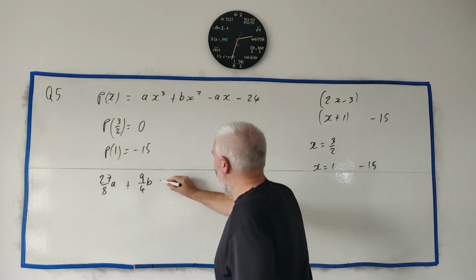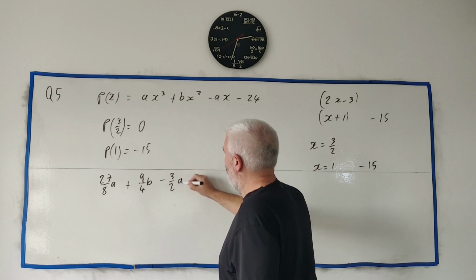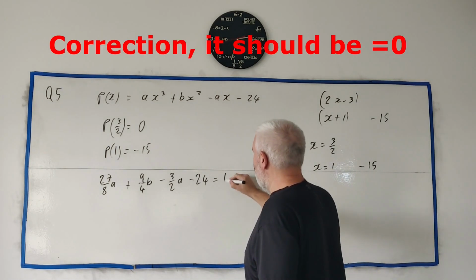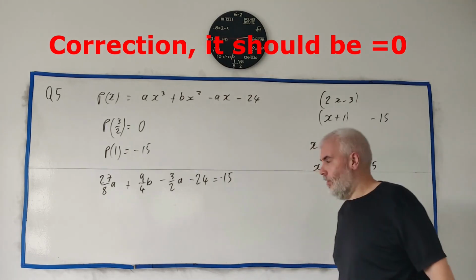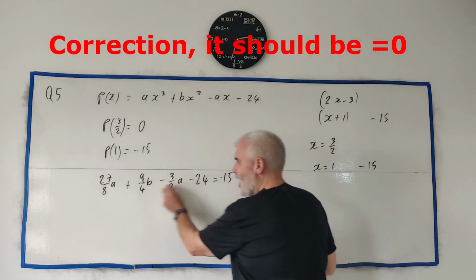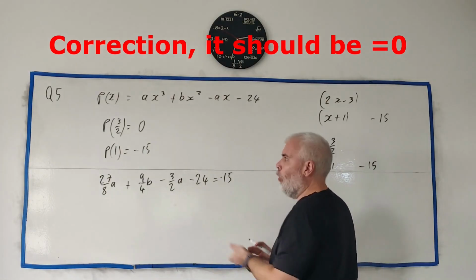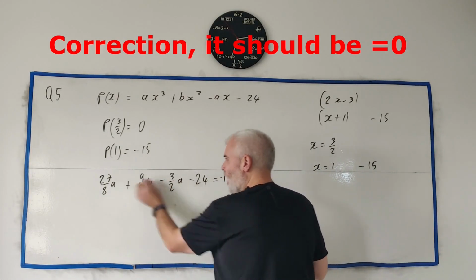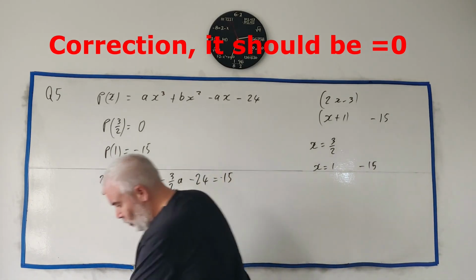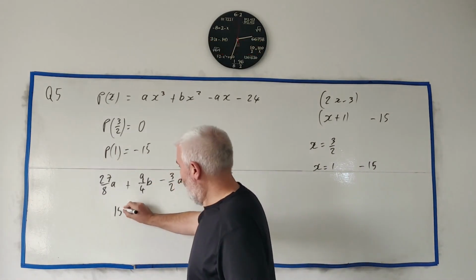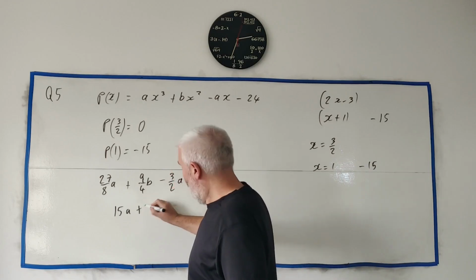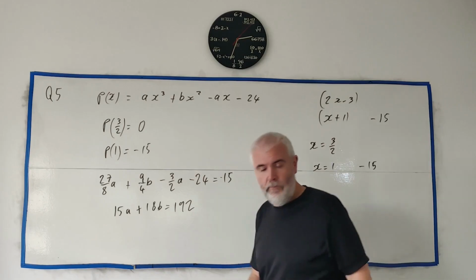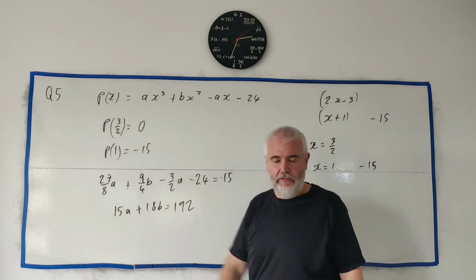3 over 2 into this, we get minus 3 over 2 times A minus 24 equals minus 15. You could clean this up. There's A's together here. Multiply everyone by 4 is what I do to get 8 on the bottom row. Combine the A's together. I've done all that here, so to save myself a bit of time, you'll get 15A plus 18B is equal to 192. That's from the first piece of information.